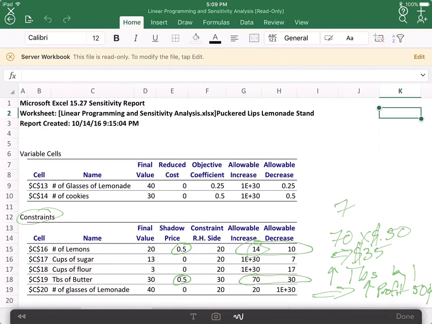So that is a quick overview of the sensitivity report and the answer report and how to interpret them with the shadow price and the allowable increase and decrease.